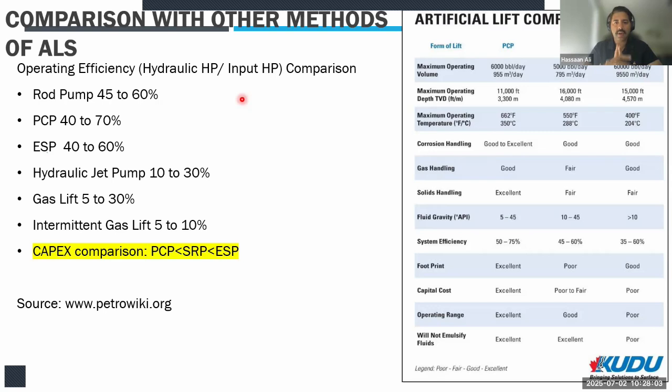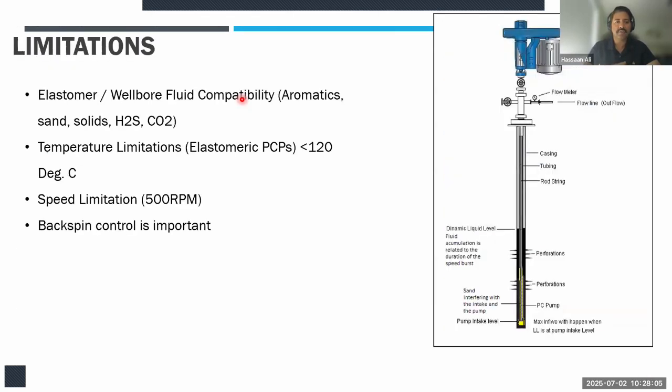Now, there are a few limitations. The first one is the temperature. You need to have temperature less than 120 degrees Celsius. If you have a temperature higher than that, you will have restrictions on the elastomer. You will not get the longevity and the reliability from the PCP. So you need to look into ESP.